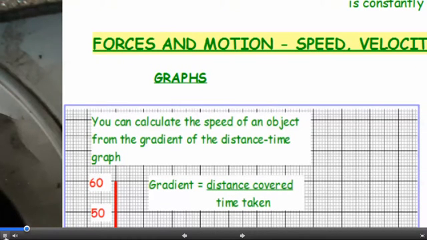Now, you need to be able to use graphs. You need to be able to calculate the speed of an object from the gradient of the distance time graph. And from the graph, you can read off the distance covered and the time taken. So it's the same calculation, distance divided by time, but you have to read that information off a graph. You may not be given it in the question. So let's have a look at the graph.